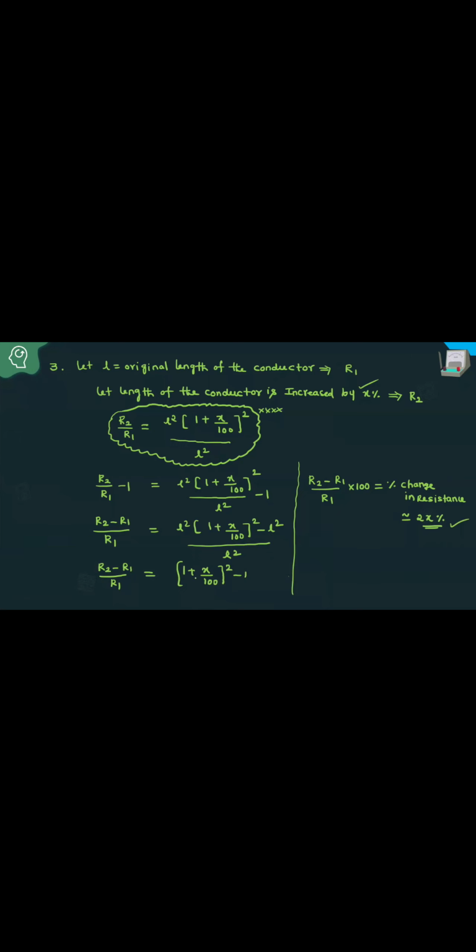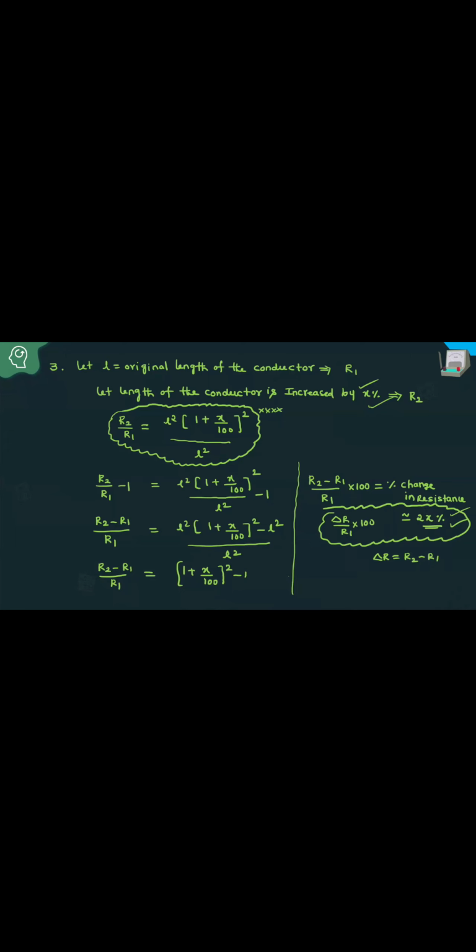You have to apply the binomial theorem here. Then you simplify this one. Approximately, you can get the percentage change in resistance, delta R by R into 100. This is equal to delta R by R1 into 100. What is the delta R here? R2 minus R1. This is the third observation. If the length is increased by x%, then the resistance is changed by 2x%. This is the third observation.